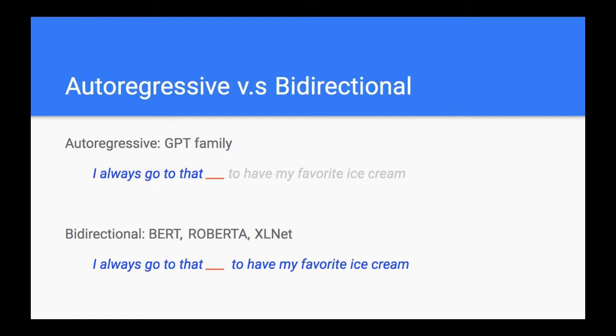Another way to classify language models is by direction, that is, whether you can access information from the future. One type is called autoregressive language models, and the other is called bidirectional ones. The autoregressive way means you only have access to the previous words. For example, suppose we want to predict the probability of a token in this sentence: I always go to that restaurant to have my favorite ice cream.